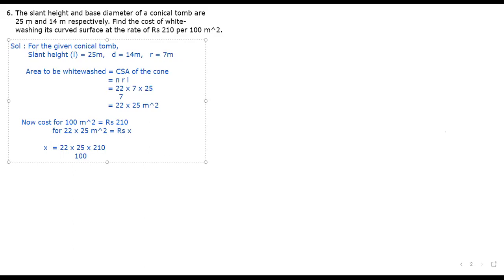25 ones are 25, 25 fours are 100. So it is equal to 22 into 210 divided by 4. 210 divided by 2, don't write 15 like an idiot. It is 105. So ultimately X would be 11 into 105. So X comes out to be how much? 11 5s are 55, 0, 11 5s are 55, 11 1s are 11, rupees 1155.